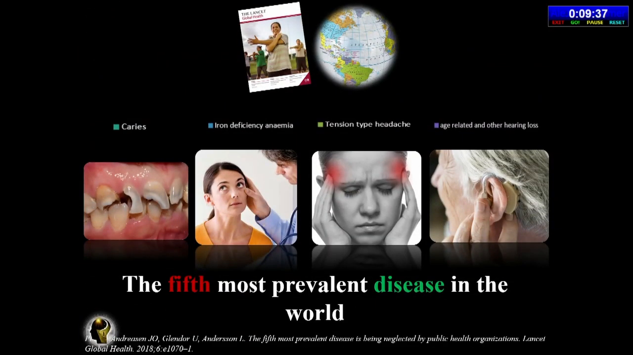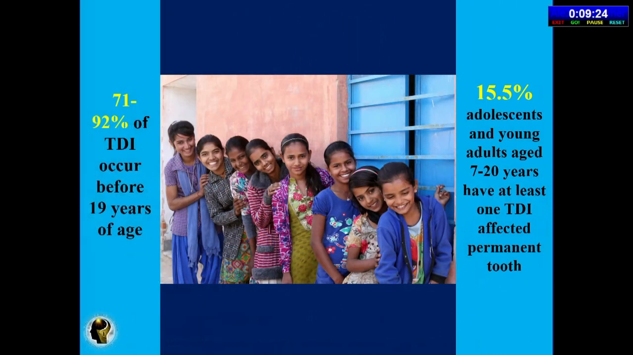According to the Lancet, traumatic dental injuries are the 5th most prevalent disease in the world after dental caries, iron deficiency anemia, tension type headache, and age-related hearing loss. About 71 to 92% of these injuries occur before the age of 19 years. About 15.5% of adolescents suffer at least one traumatic dental injury to a permanent tooth in their lifetime, probably because this is the age when they are going out and involved in a lot of outdoor activities.